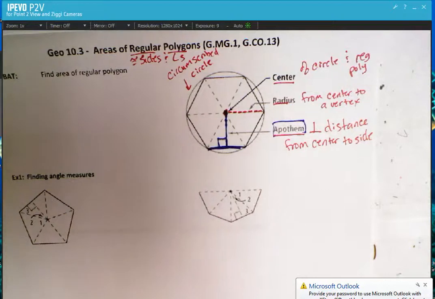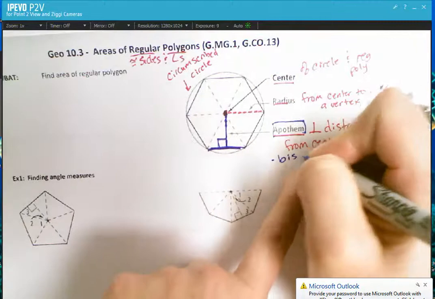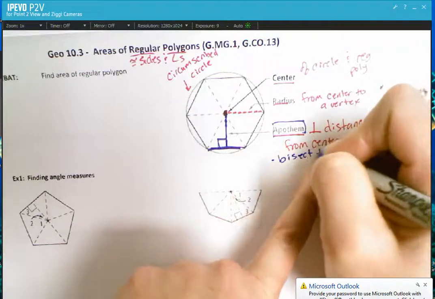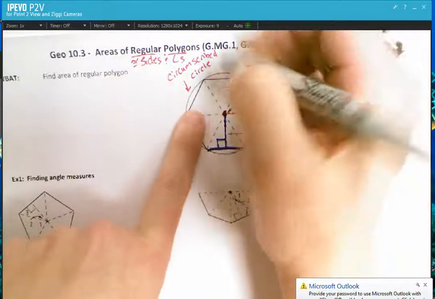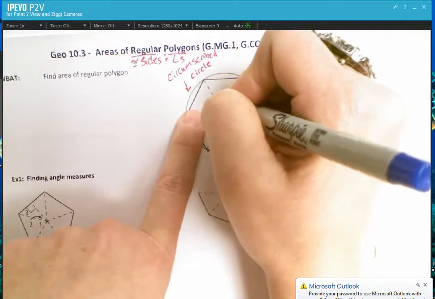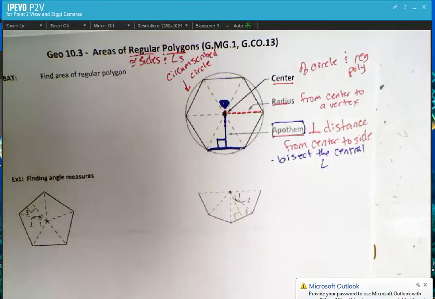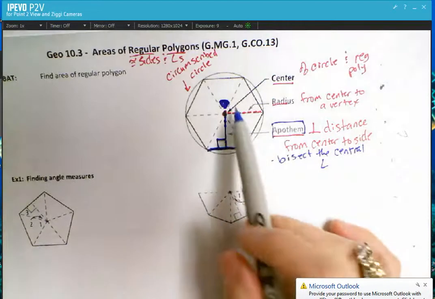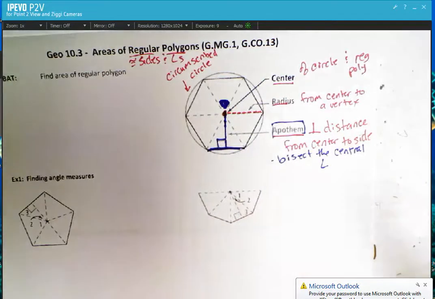We also know that the apothem will bisect the central angle. So this is my central angle of a regular polygon. We'll recall how to find that central angle shortly. But we know that the apothem will bisect, or chop, that angle right in half. So that's going to lead us to some of our special triangles, 30-60-90 triangles. Let's see, what else we got?